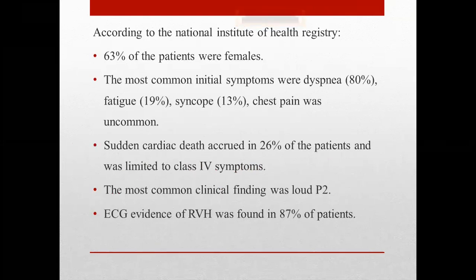So let's revise some data about the natural history of pulmonary hypertension. Most of the patients were female, 63% of the patients, where the most common symptom is dyspnea, not the chest pain. Dyspnea is the most common symptom in patients with pulmonary arterial hypertension. The most common clinical finding is loud P2, not S1. And ECG evidence of right ventricular hypertrophy is found in most of the cases. About almost 90% of the patients have ECG criteria of right ventricular hypertrophy. Okay?